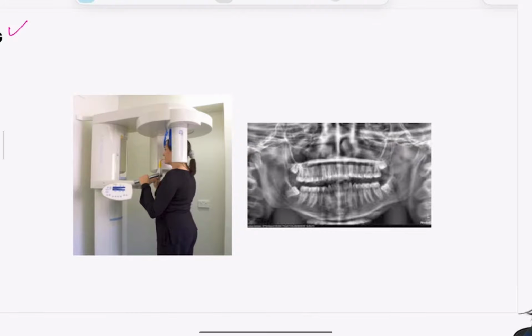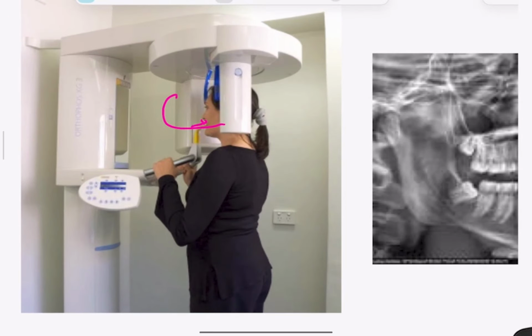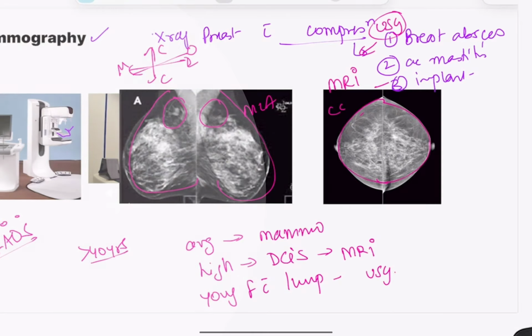Going to this one, OPG, orthopantomogram, right? So there is this occluder which is put in the mouth, and then the X-ray tube rotates to get imaging.